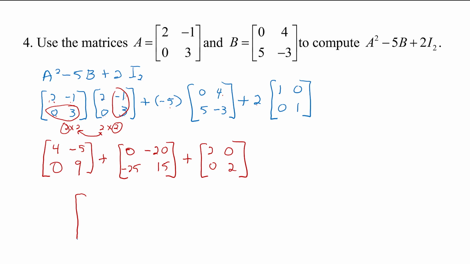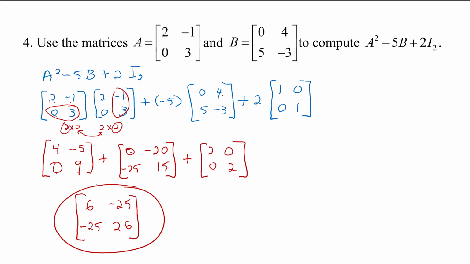And now we're going to add the matching numbers. In row 1, column 1, 4 plus 0 plus 2 gives us 6. The first row, second column, -5 plus -20 gives us -25, plus 0 is still -25. The second row, first column, 0 plus -25 plus 0, we get -25. And then row 2, column 2, 9 plus 15 gives us 24. 24 plus 2 is 26. All right, so we have our resulting matrix. 6, -25 in the first row, -25, 26 in the second row.